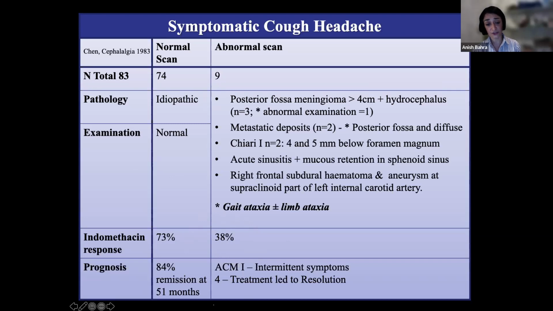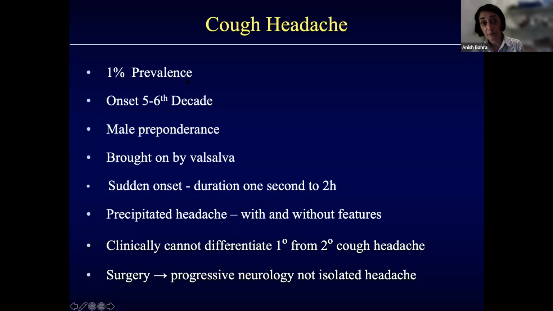And then again, the remission, and this one also, as you can see, the ones with the Chiari actually had intermittent symptoms. Again, this is like the natural history. So in summary, this has a 1% prevalence. Again, as I showed you, 5th to 6th decade, brought on by Valsalva. The seconds to 2 hours will get most of them, as you saw in the cohorts. The precipitated headache can be with features or without. You can't differentiate primary from secondary, but surgery should really only be for progressive neurology, not the isolated headache.